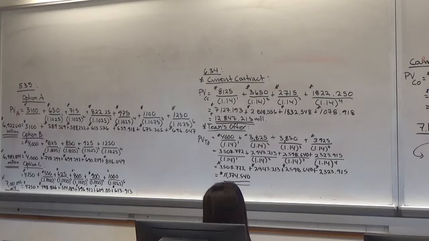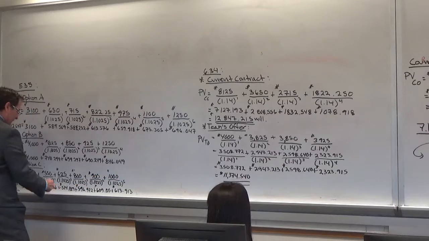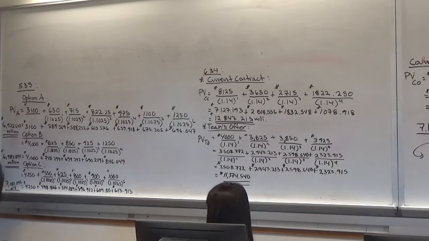$6,984,000. Then option C, it's a 5-year contract, is going to get 4.25 million up front. Again, we're not going to discount that. Calculate the discount factors, discount the cash flows, add them up, he's going to get basically $7.1 million is the present value for option C.